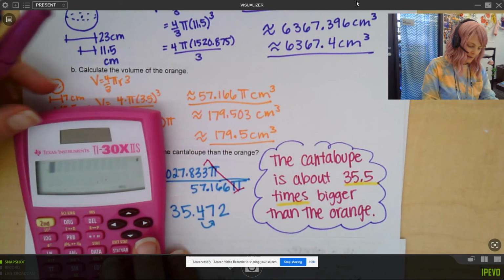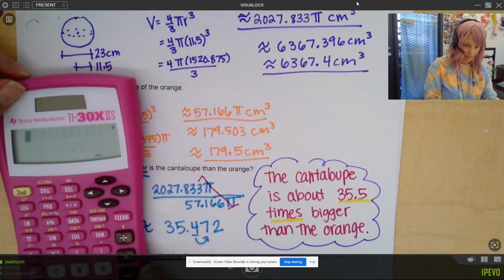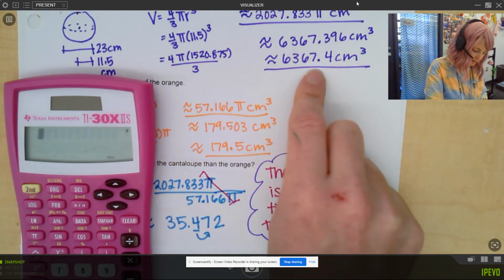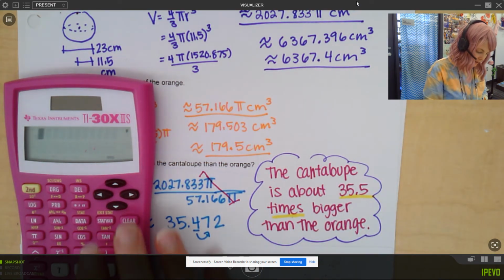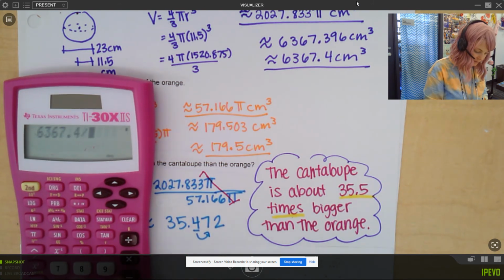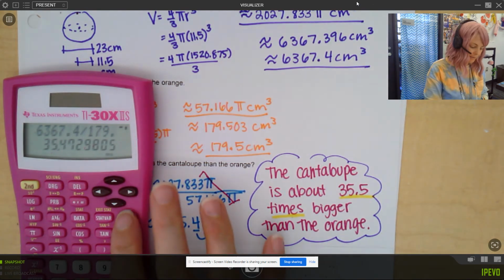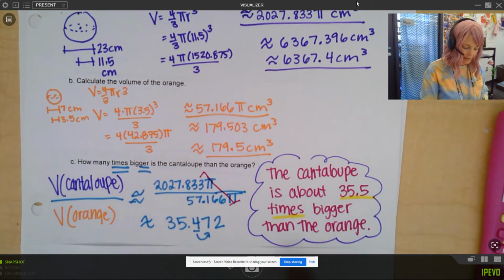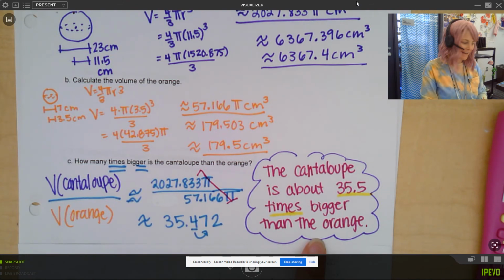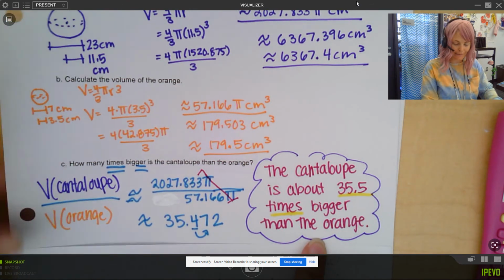And like I said, even if you used our approximate answers, let's see how we do there. So 6,367.4 divided by 179.5. Again, you're still going to get 35.5 times bigger. Make sure you wrote your answer in a complete sentence.